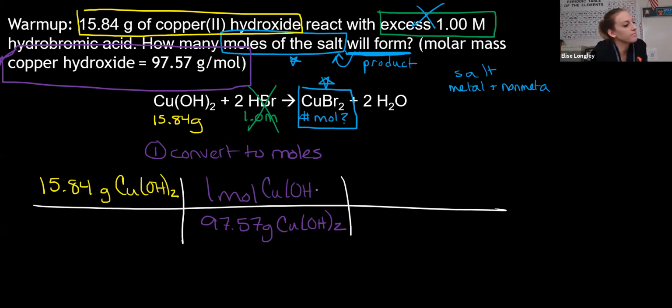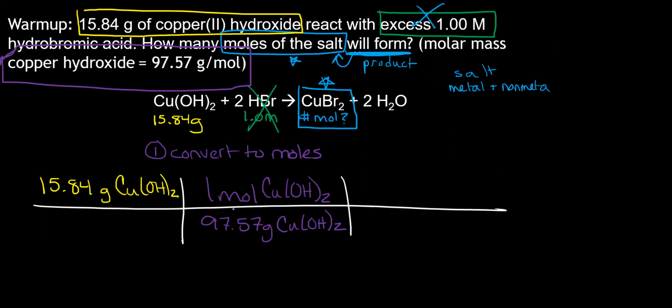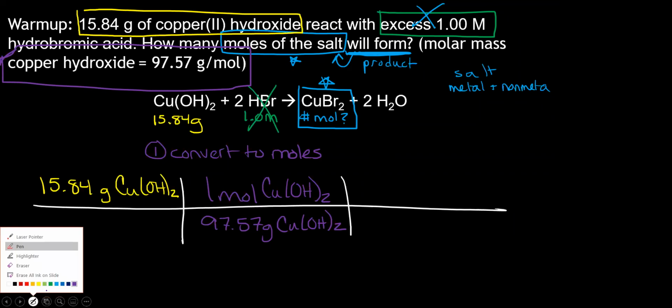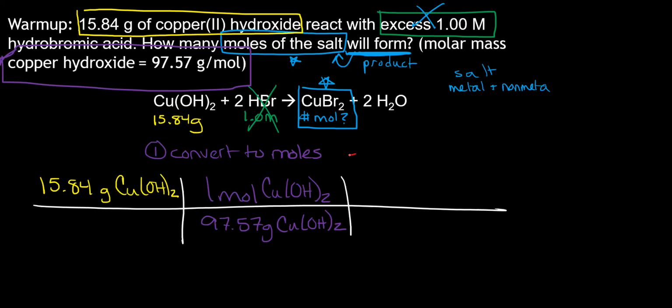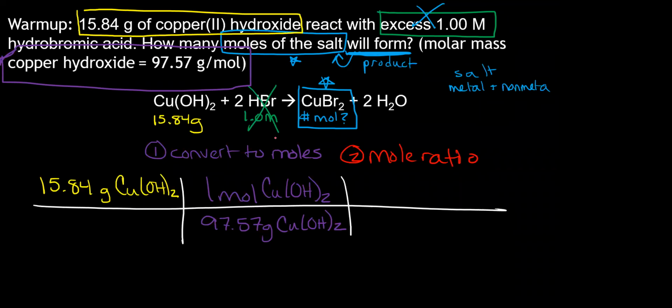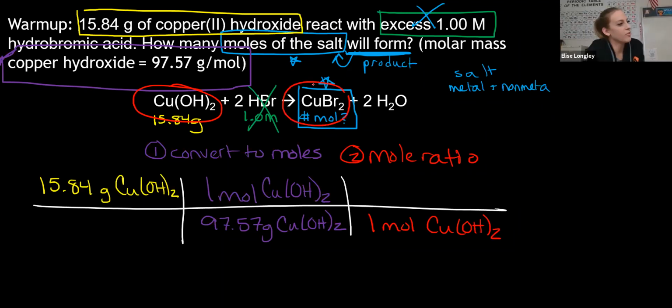Awesome. All right. What is the next step? Maheen, what's the next step? Would it be mole ratio? Yes, mole ratio is the next step. Good job. You guys are so good. Okay, mole ratio. So how do I do that? You would put 1 mole of copper 2 hydroxide on the bottom, and then 1 mole of copper 2 bromide on the top. Yes, and we balance the equation because it's not always 1-to-1. In this case, it just happens to be.